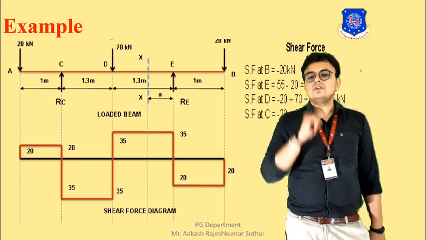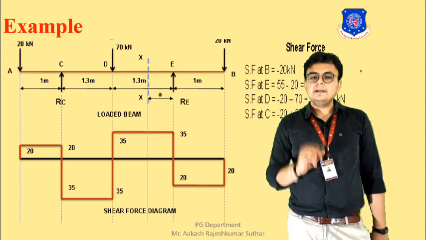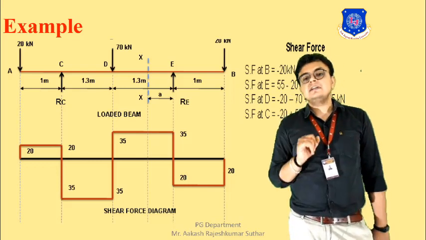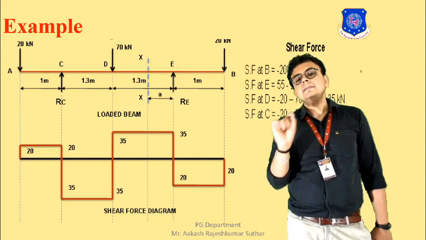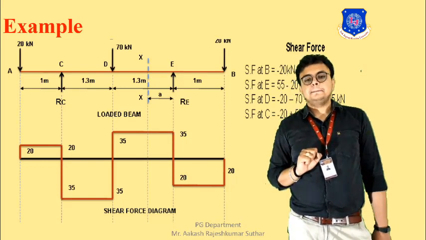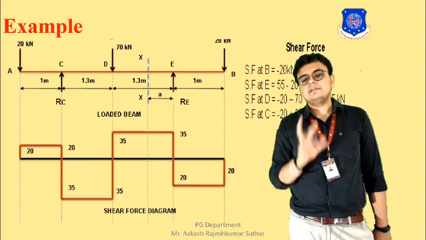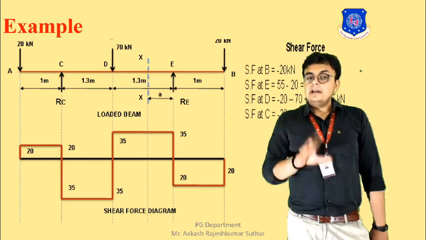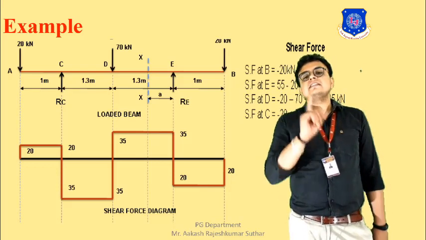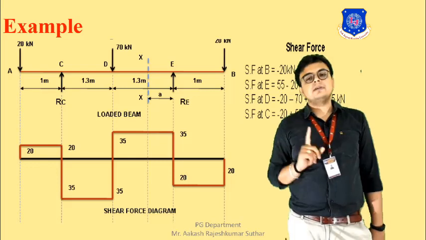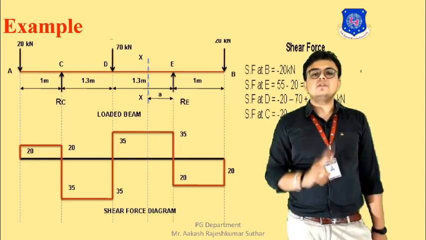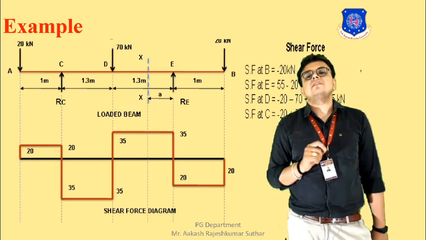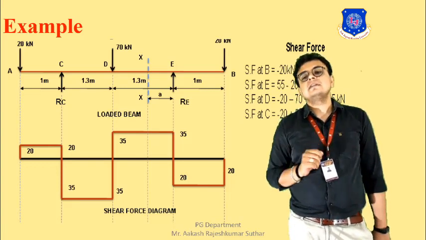Okay. Shear force at D will be equal to minus 20 minus 70, means in span AB there are 2 loading, that is 20 and 70, and both are in downward direction, so they are termed as negative sign. And we have only one reaction, that is at C, so it will be denoted by the positive sign. So ultimately, the shear force at D will be equal to minus 20 minus 70 plus 55, and that will be equal to minus 35.